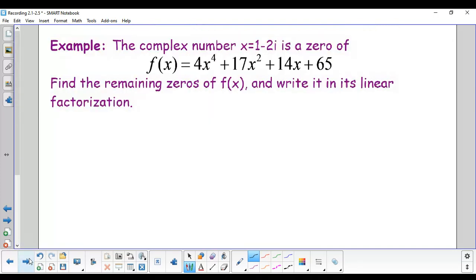All right, our second example of today is going to be, again, another problem that really requires us to use our brains. It's going to be a lot of work, and it's going to take up a fair amount of paper.